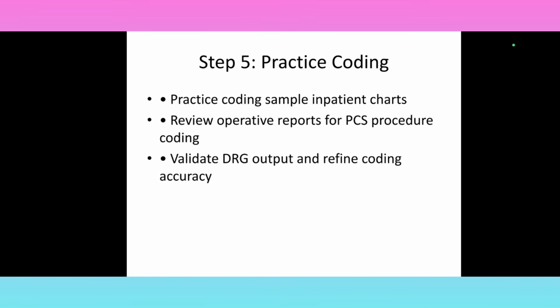Step number 5 is very important. You have to practice inpatient charts, review the operative reports and find the exact DRG. That is step number 5. So you have to practice the charts. Mostly you have to practice more than 100 charts. That will help you to identify the PDX, and you can easily understand the inpatient guidelines and how they work. So these 5 steps will definitely help you to understand inpatient DRG coding.